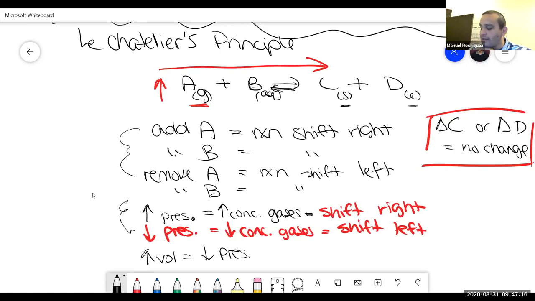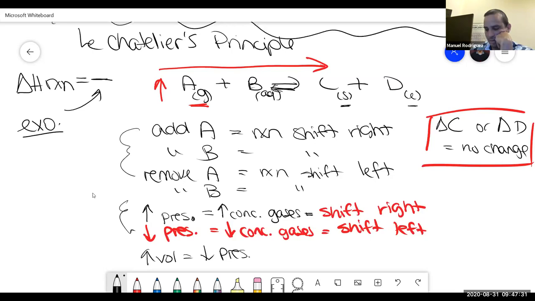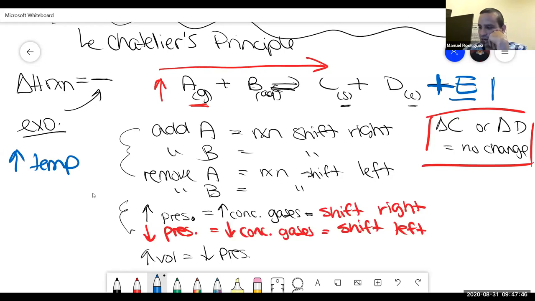And then the last thing, and this is the promised last thing, we only have 3 minutes anyway. Let's say you have delta H of the reaction, and that is negative. That means it's exothermic, which means that energy is on your product side. So if I increase temperature, I'm increasing energy. So it would shift backwards.